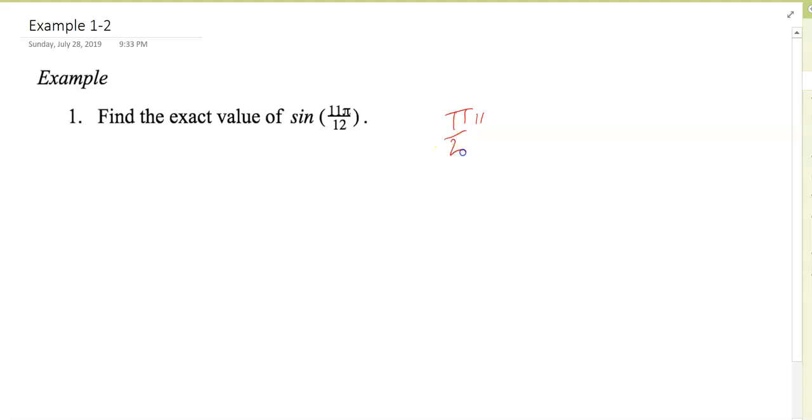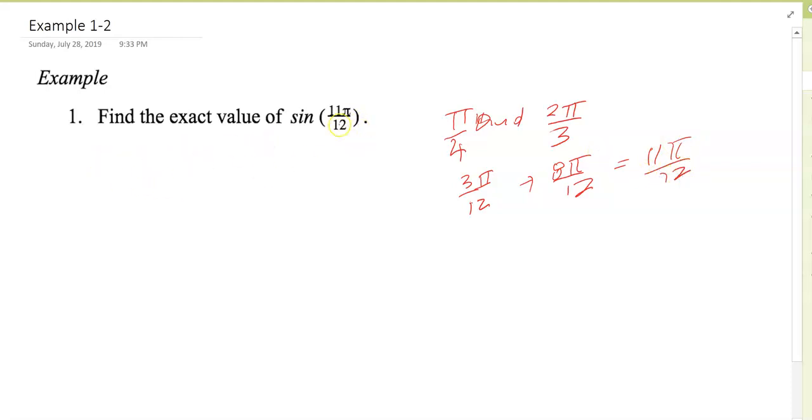We're saying pi over 4 and 2 pi over 3, right? Because if you bring down pi over 4 into 12s, what we will have is 3 pi over 12. And then 2 pi over 3 is the same as 8 pi over 12. 3 pi over 12 plus 8 pi over 12 equals 11 pi over 12, right? All right, that's what we're looking for.